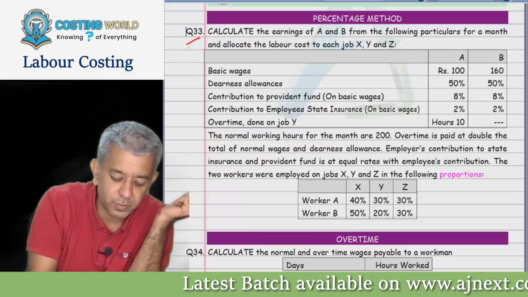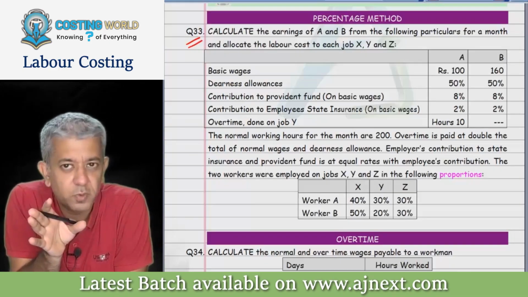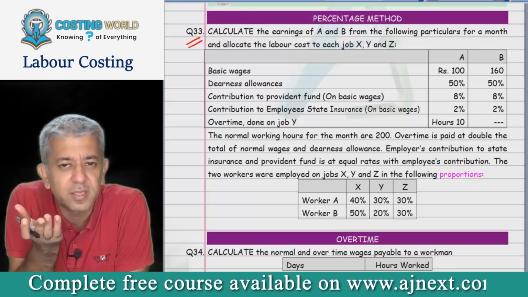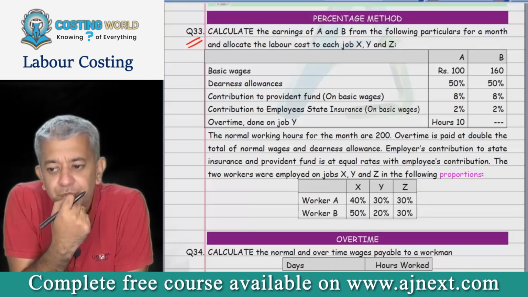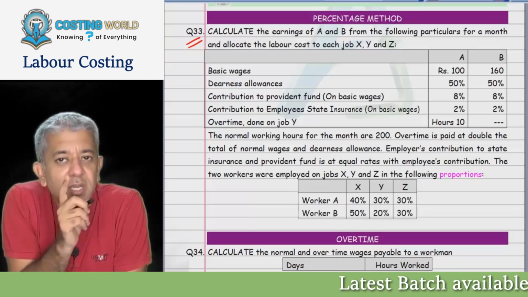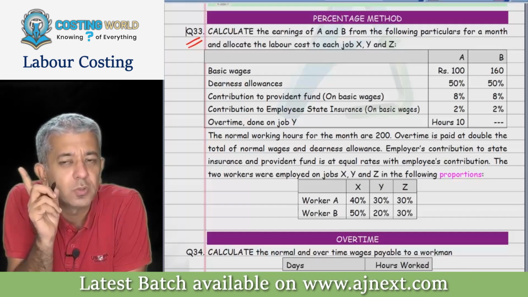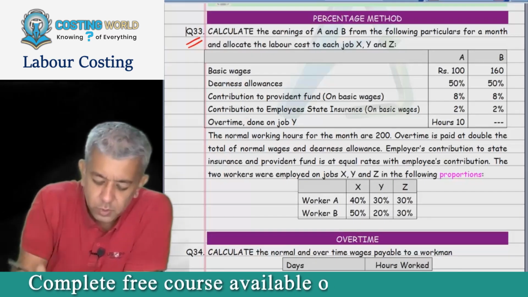So let's start this question. Question number 33, please. It's on the percentage method. There will be no mention of job cards in such questions. Directly they'll give you the percentage, and you divide the things in that ratio. One thing I explained the other day: if any overtime is done especially for a particular job, will you divide that also in that ratio? No, that will go directly to that job.